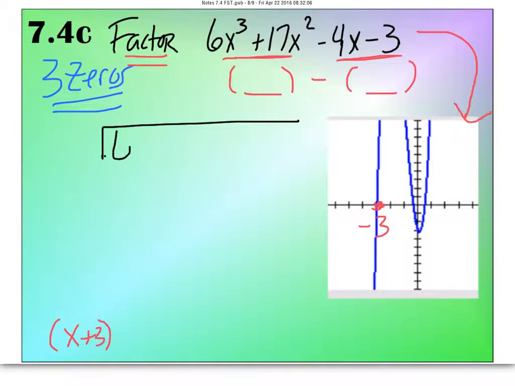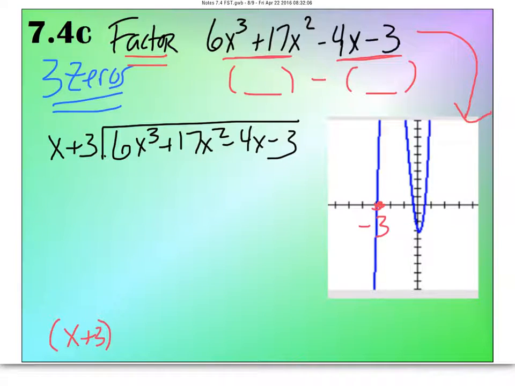I'm going to make sure this is in standard format. No placeholders are needed because all of the terms are there. And let's factor out x plus 3. Now, if you divide and you get a remainder, it means it's not even factorable, but I will tell you this one will work. All right, what do we need to do to x to make it a 6x cubed? Well, I need a 6x squared. Let's multiply. Gives us 6x cubed plus 18x squared.